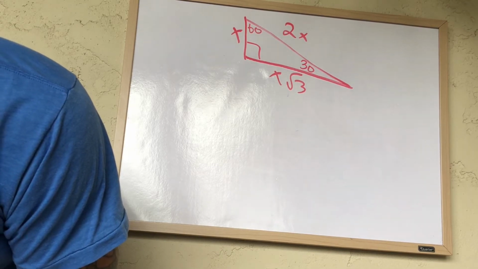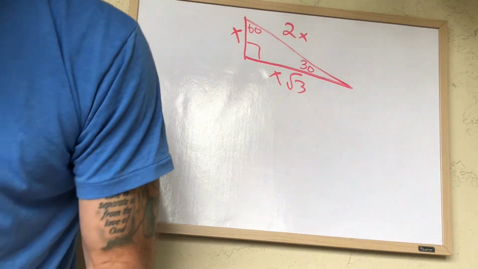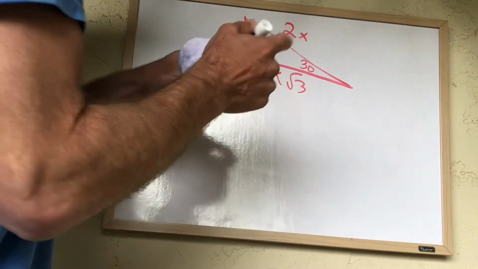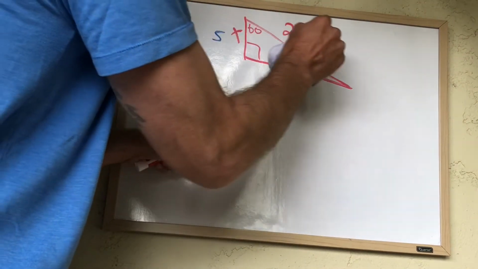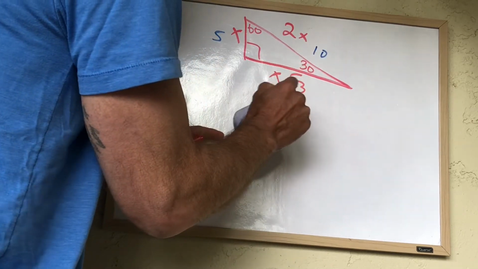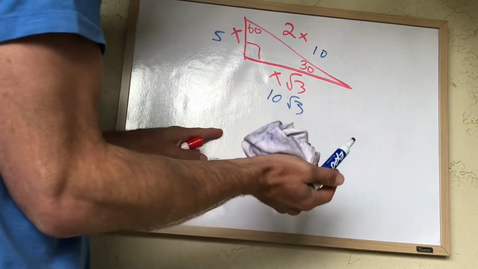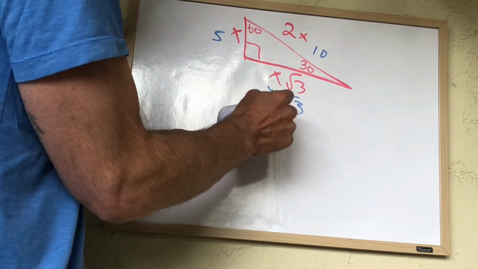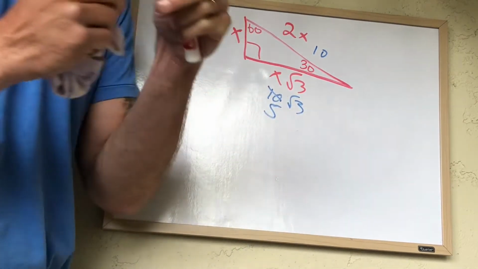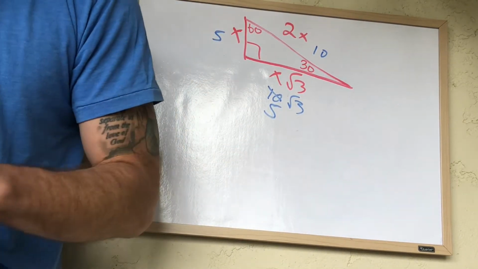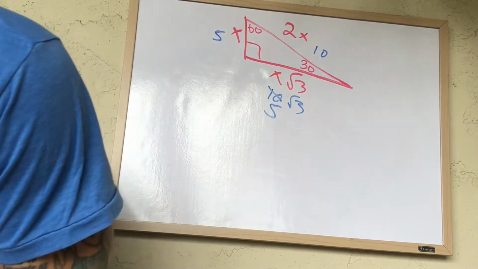The reason why letter choice D does not make sense would be this. If this is 5, this is 10, this is 10 root 3, which doesn't make sense. This would have to be 5 root 3. That's why D doesn't make sense. All the other ones do make sense.